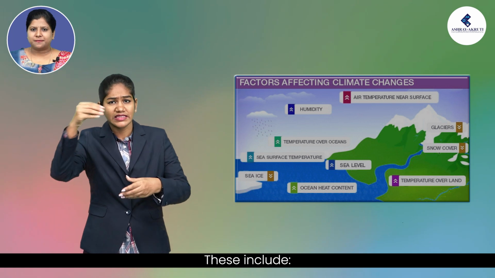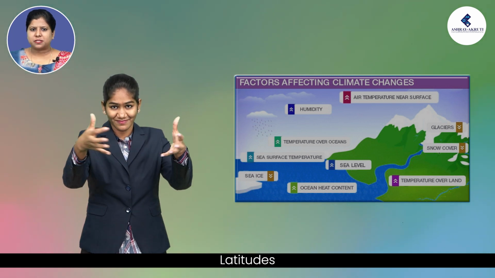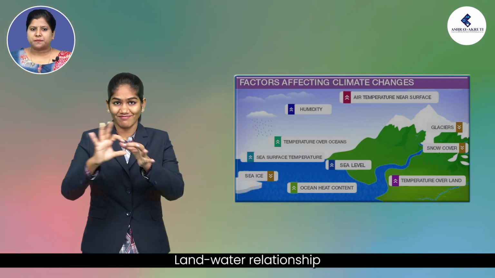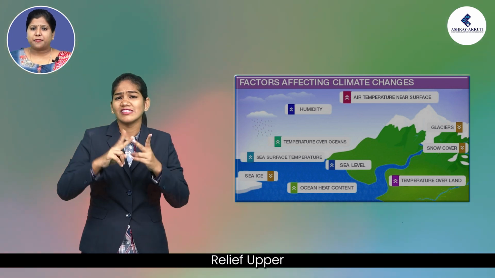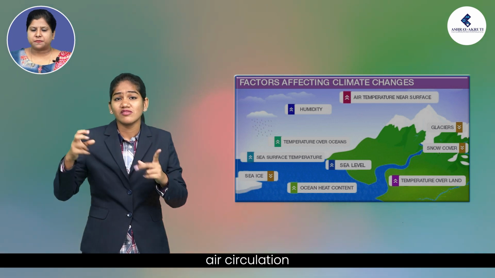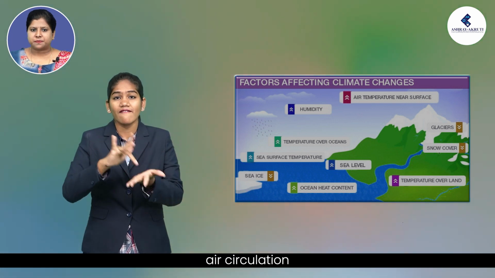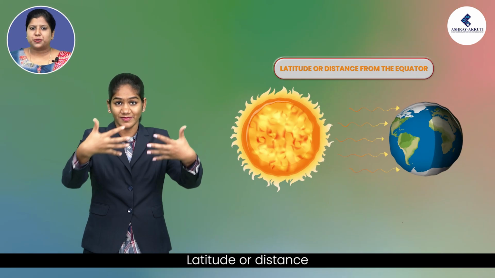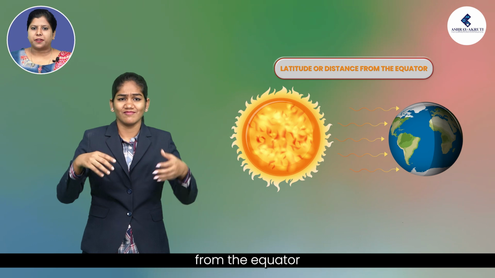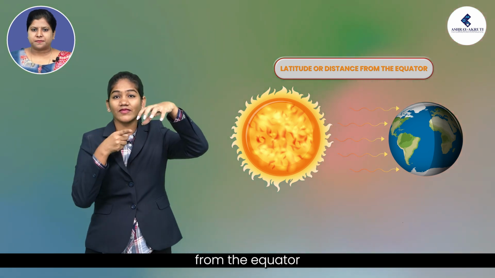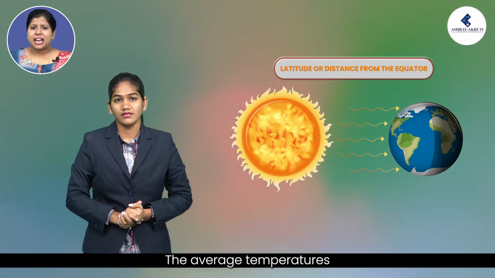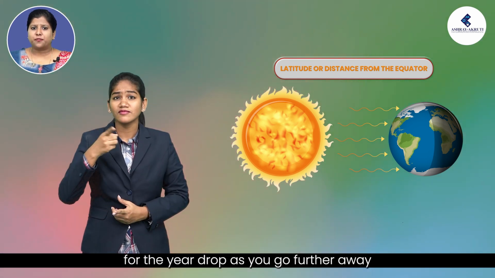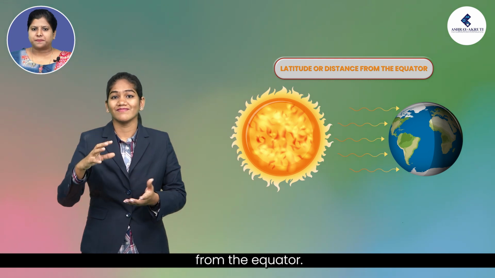These include latitudes, land-water relationship, relief, upper air circulation. Latitude or distance from the equator: the average temperatures for the year drop as you go further away from the equator.